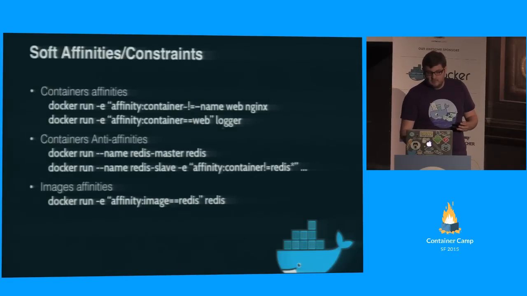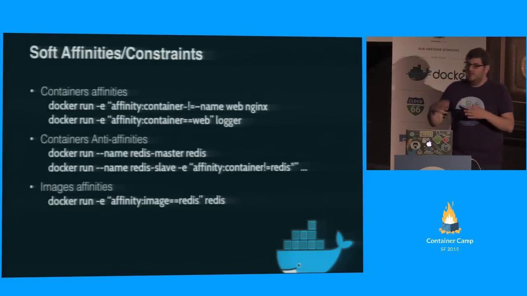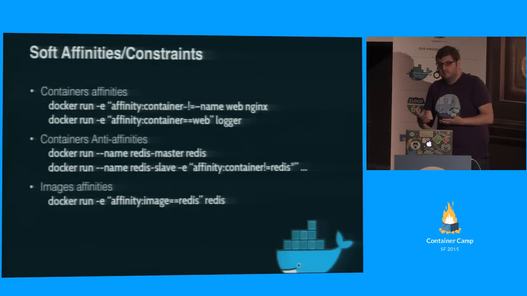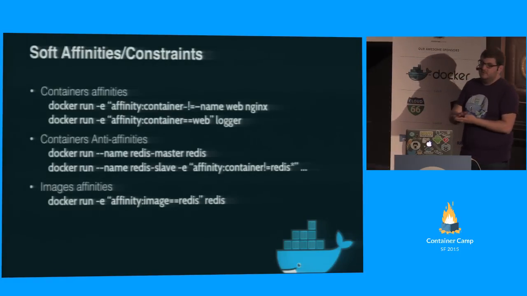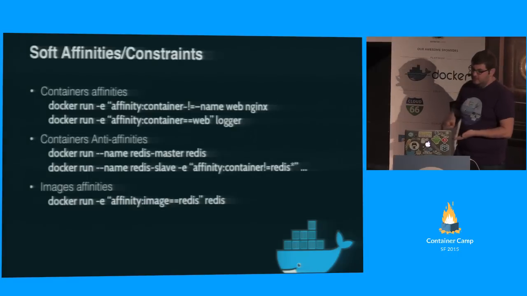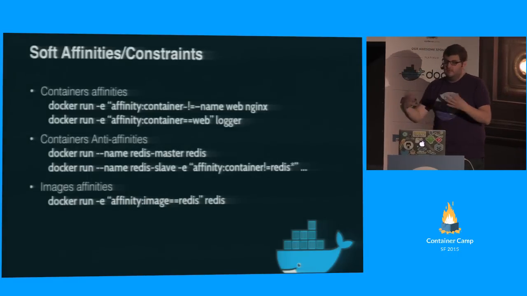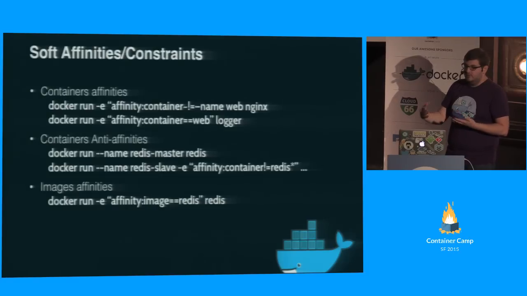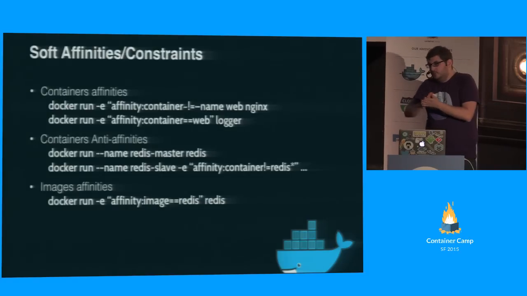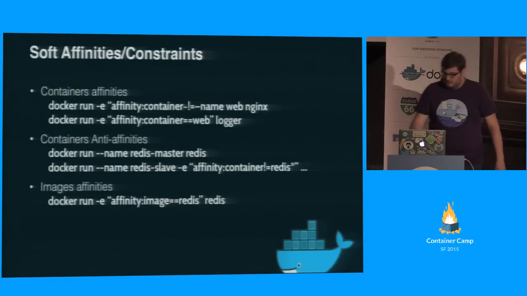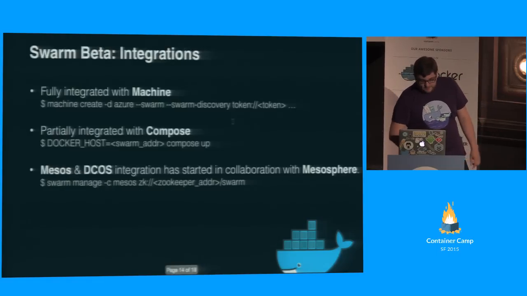soft affinities. Basically, you can put a tilde in front of the affinities. It will try to apply the affinity, and if it can't, it will just not use the affinity or not use the constraint. So that's really useful if you have a cluster of 3 machines, you want to start 5 containers, you want to try to spread them as much as possible, but still you want to run 5, you can use soft affinities to do that.